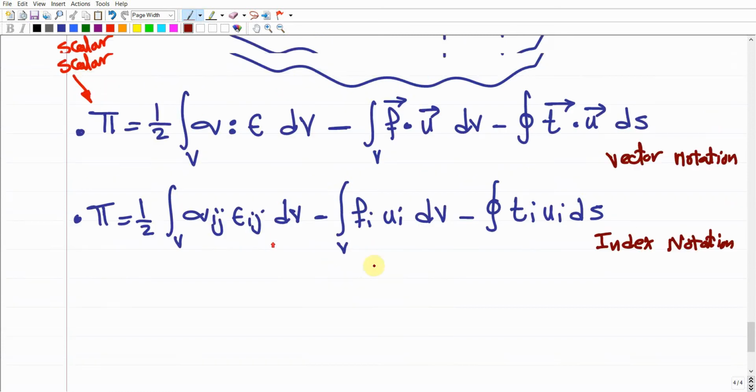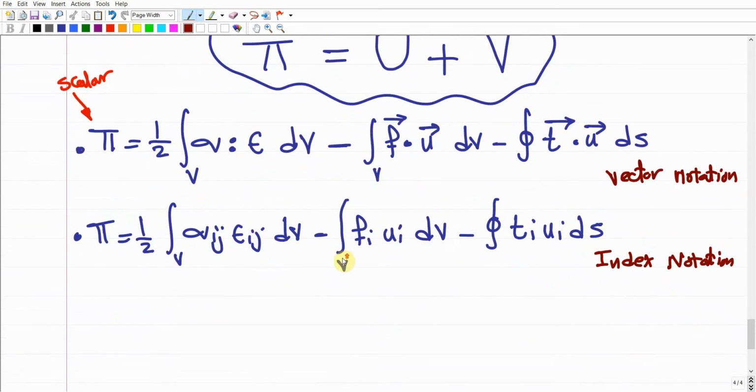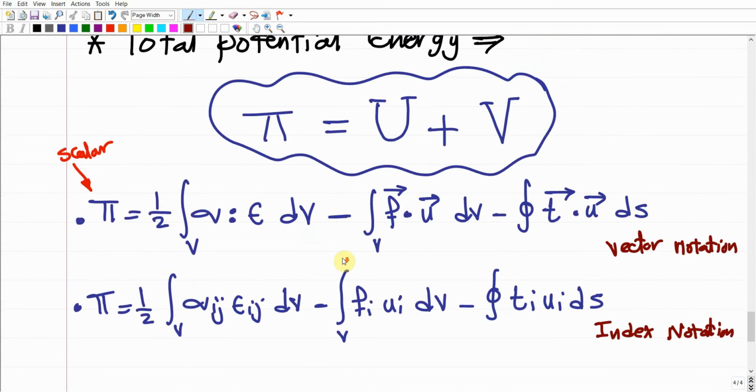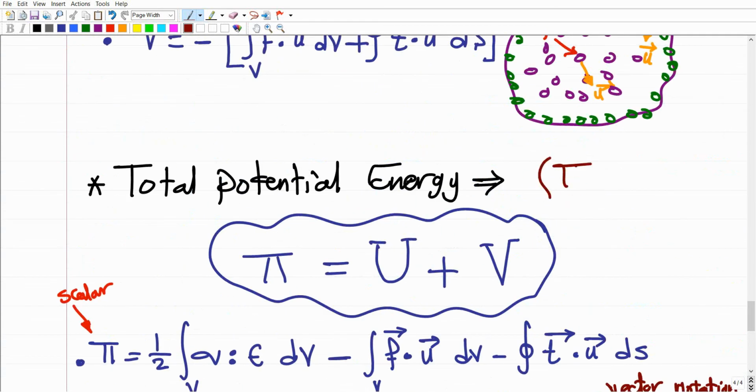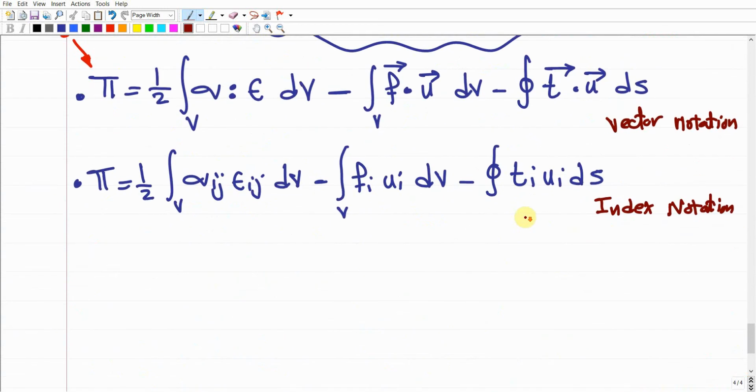Make sense? So this is how we define the total potential energy for the case. This is the total potential energy, uppercase Pi. This is the total potential energy for linear elasticity.